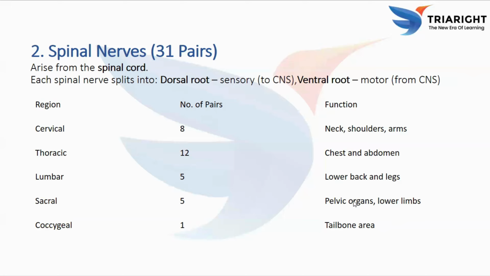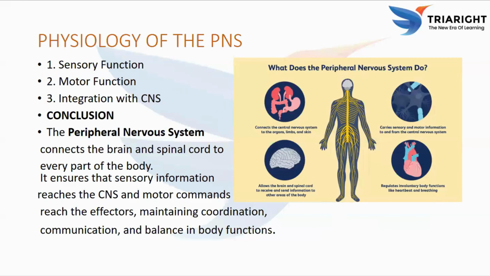So there are a total of 31 pairs of spinal nerves. They form the peripheral nervous system along with the cranial nerves. Together these nerves help in both sensation and movement. So what are the functions of the peripheral nervous system? The peripheral nervous system connects the brain and spinal cord to the rest of the body. It performs three functions. What are the functions? The sensory function, the motor function, and also the integration with the CNS.